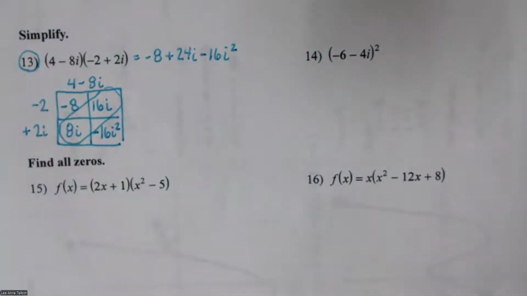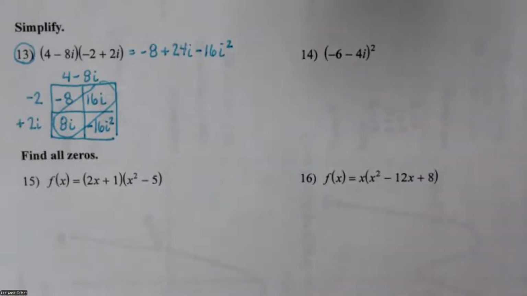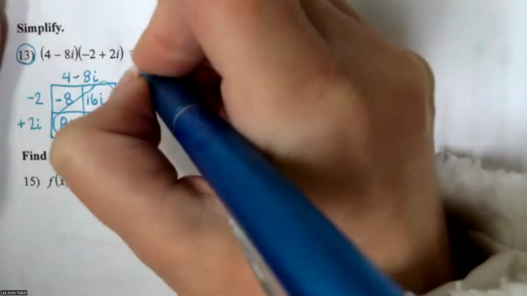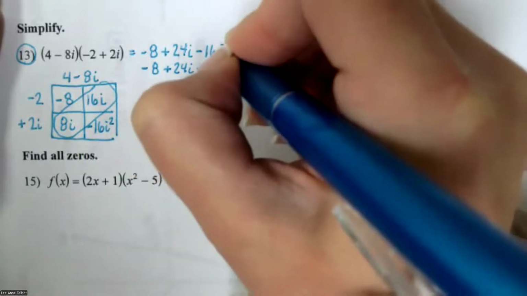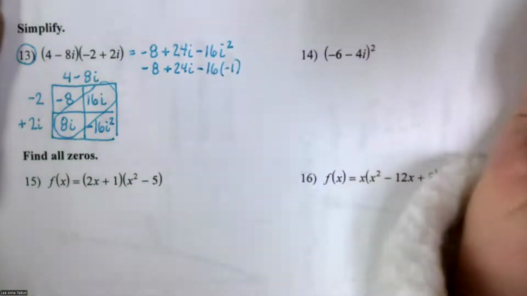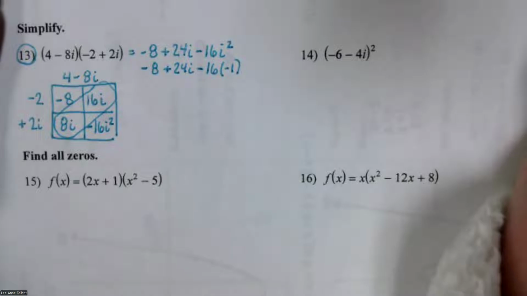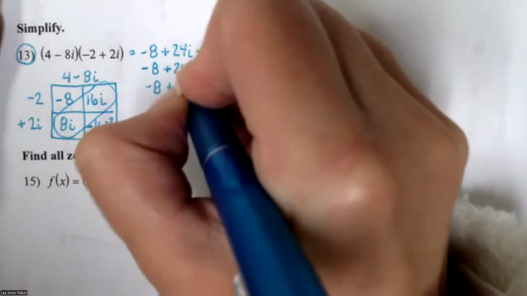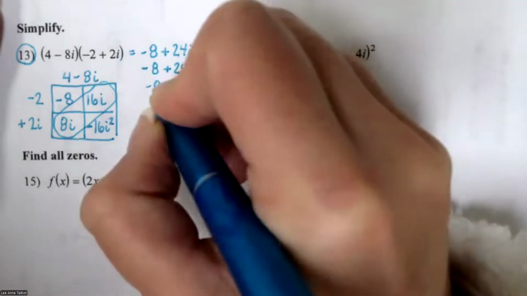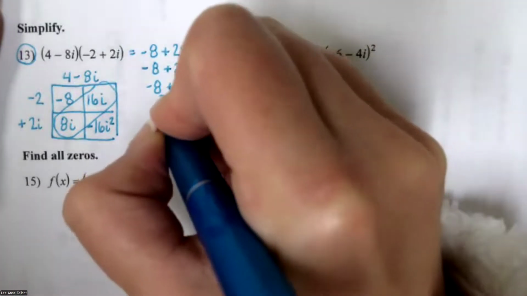Okay, now if the i was any other letter than i, this problem would be done, but it's not because it's i. So do you know what to do? Anybody remember what to do? Yeah, Matthew? Beautiful. Okay, so we go negative 8 plus 24i minus 16, and then in the little i squared spot, we substitute negative 1. And then we combine.